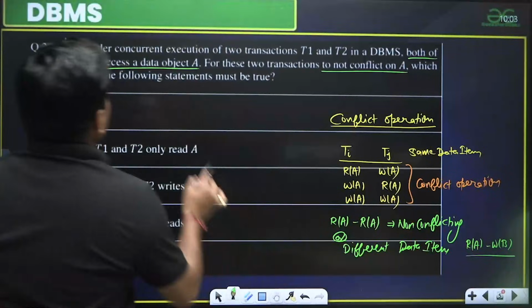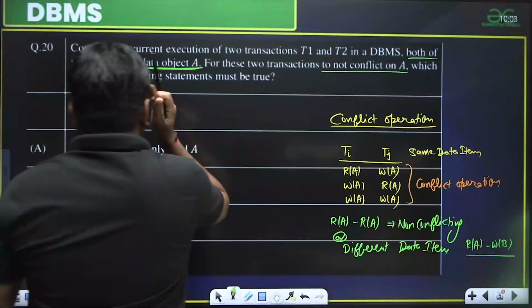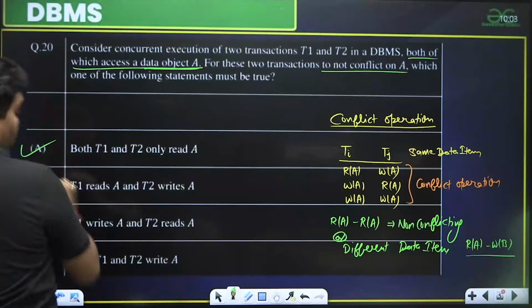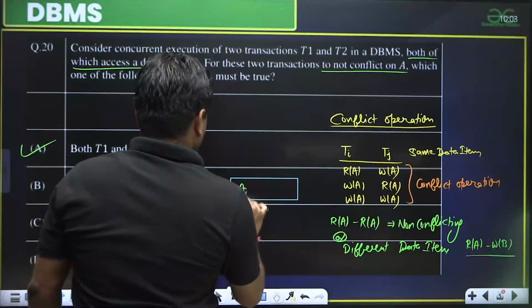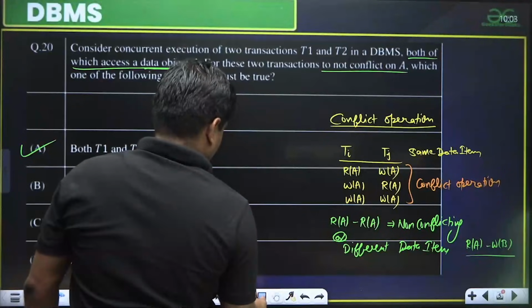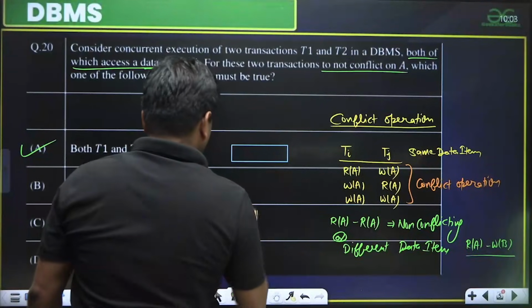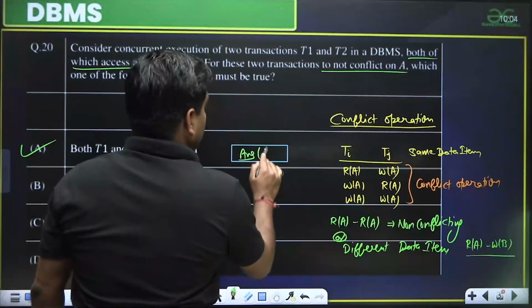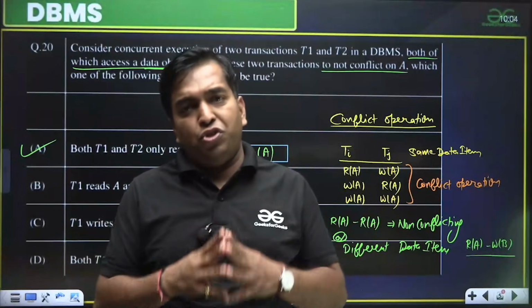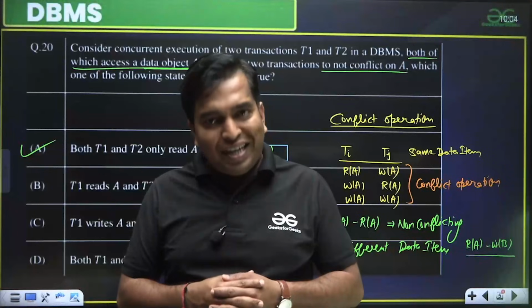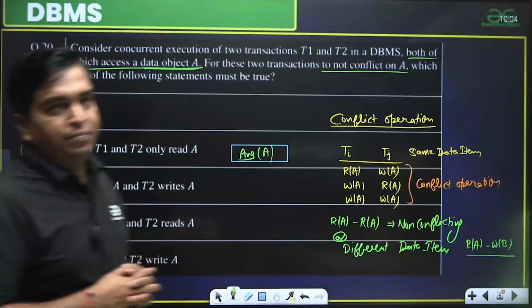But here it is mentioned that it is the same data item A. So what happened? Both will perform read A. So my dear student, what is the correct answer for this question? Here we can say A is the correct answer for this question. Hope you get it. Thank you everyone.